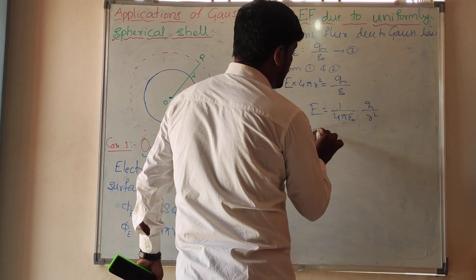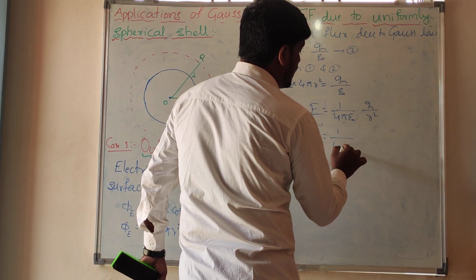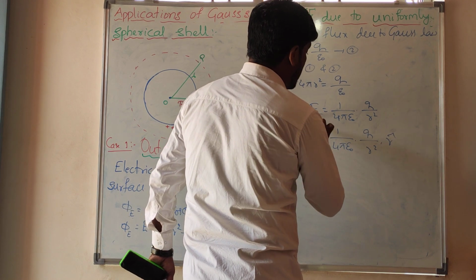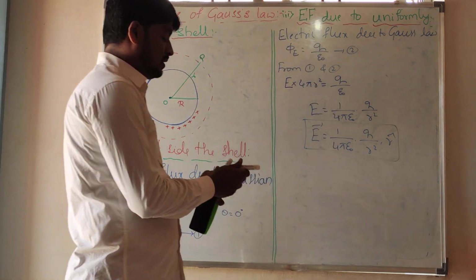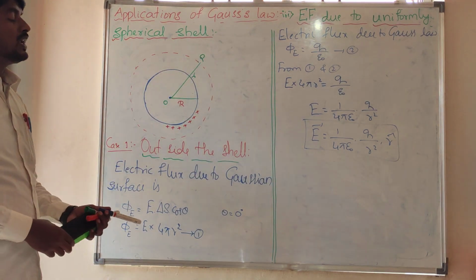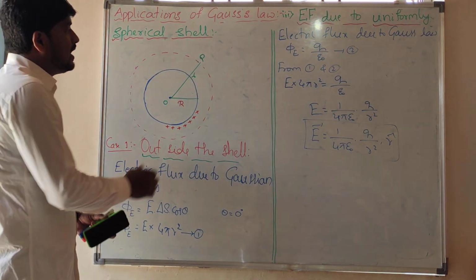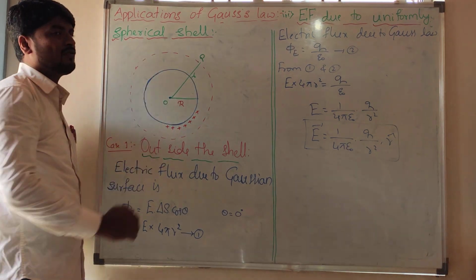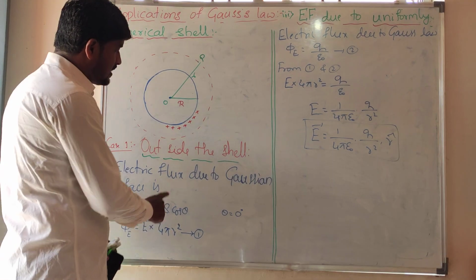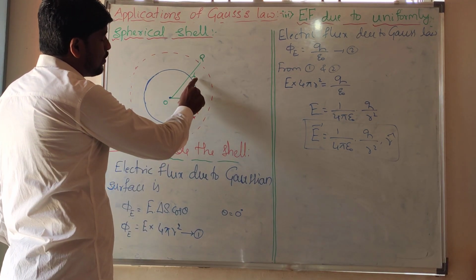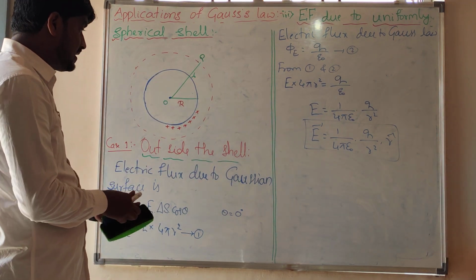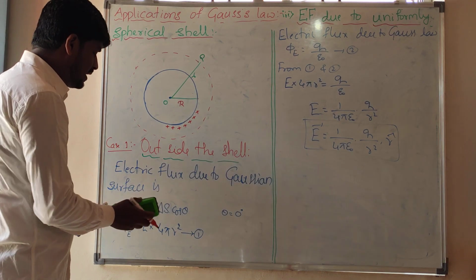And if we express it in vector form, vector E is equal to 1 by 4 pi epsilon naught into q by r square into r cap. So this is the final expression if the point P lies outside the spherical shell. Similarly, if I bring this point P on the surface of the spherical shell, we write the same thing, just replacing the small r, the radial distance, by capital R. That is case 2.